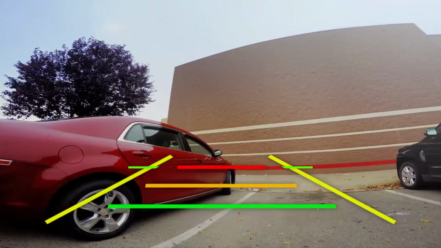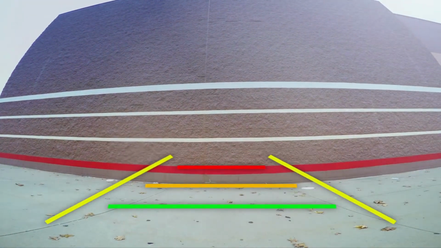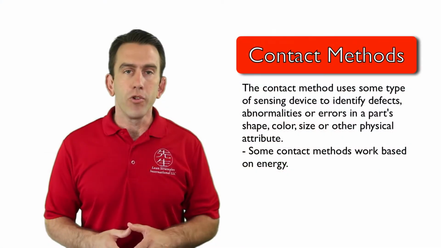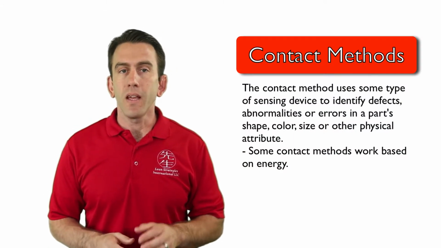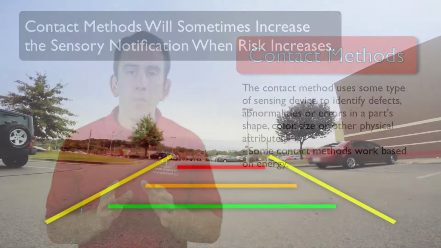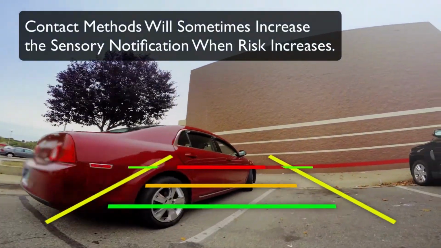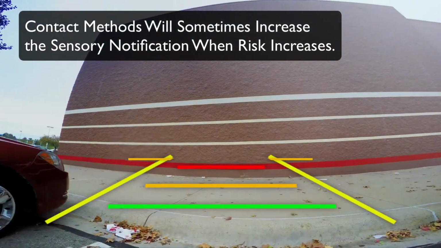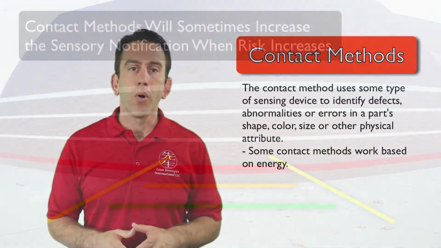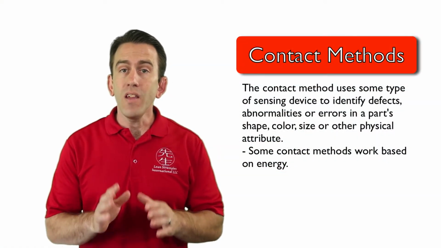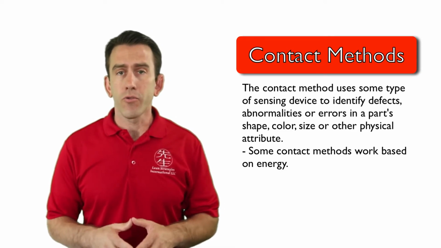If the car gets too close, some cars will automatically stop. Other contact methods work based on energy. These energy-based contact methods sense when something is not correct. In the same example of a car, vehicles will oftentimes increase the rate of the beeping when it gets closer to hitting something. Contact methods may also identify errors or defects using a shape, size, color, or other physical attribute.